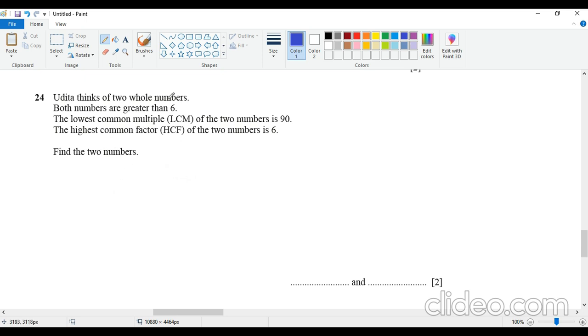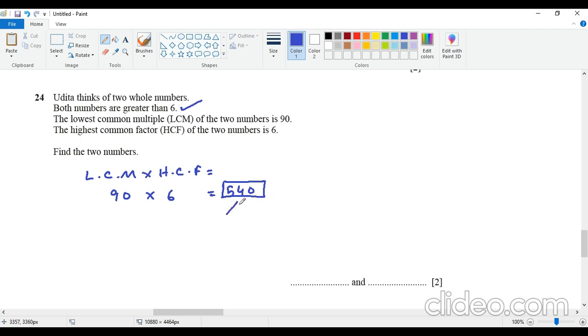This is the last question, question number 24. Think of a whole number. Both the numbers are greater than 6, and the lowest common multiple is 90, and the highest common factor is 6. So you know very well the rule is LCM multiplied by HCF is going to be the product of those two numbers. So LCM is 90 times 6. So 90 times 6 gives you how much? 540.